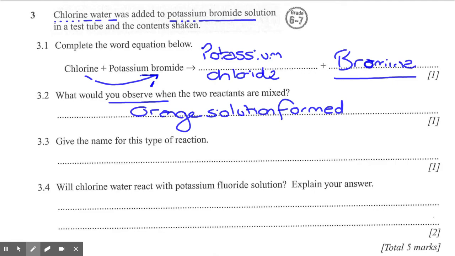Now, the name of this reaction, as we've probably already discovered, is a displacement reaction. The chlorine has displaced the bromine, and it is literally just called a displacement reaction.